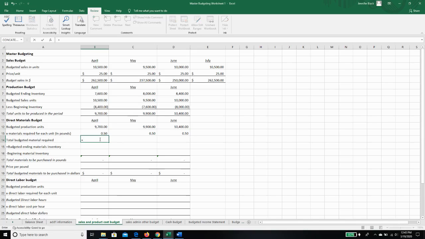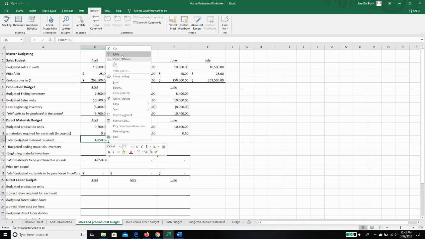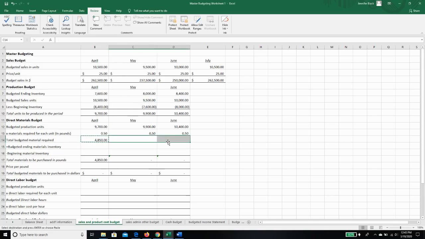So if I multiply my budgeted production units times the amount of material I need for each unit, it tells me how much material I'm going to need this month. So in April, I'm going to need 4,850 pounds of materials. In May, I'll need 4,950 pounds of material. And in June, I'm going to need 5,200 pounds of materials.